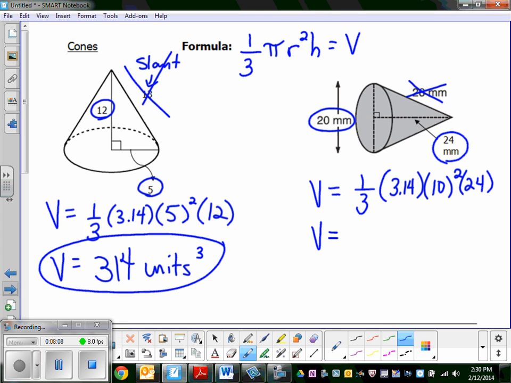Go ahead and pause the video, see what you get as your calculations. All right, when you multiply this fully through, you should end up with 2,512 millimeters cubed.